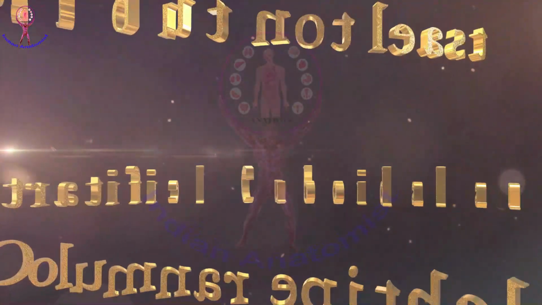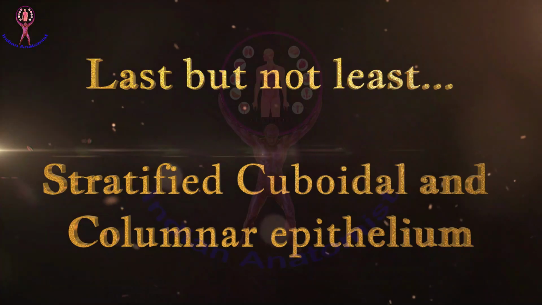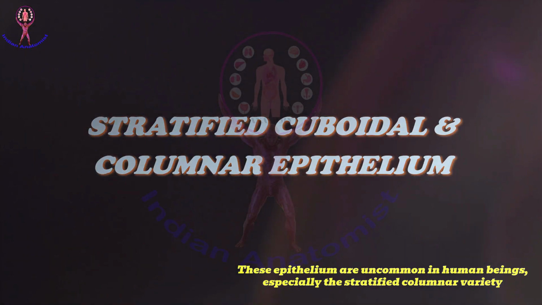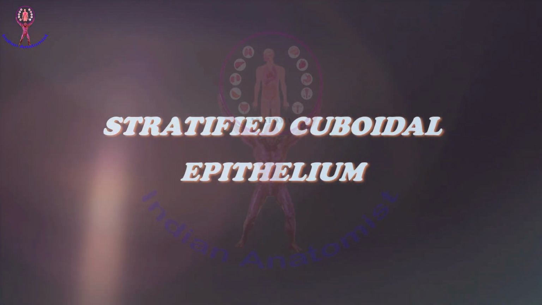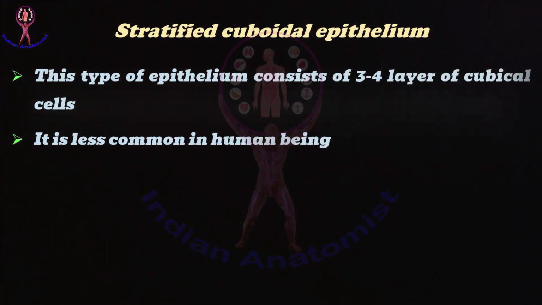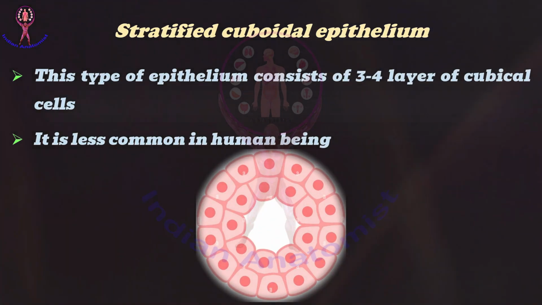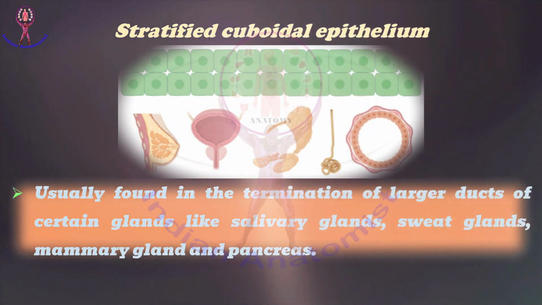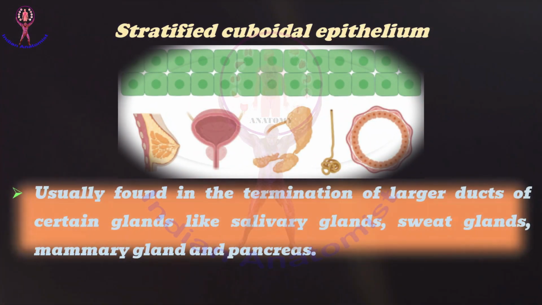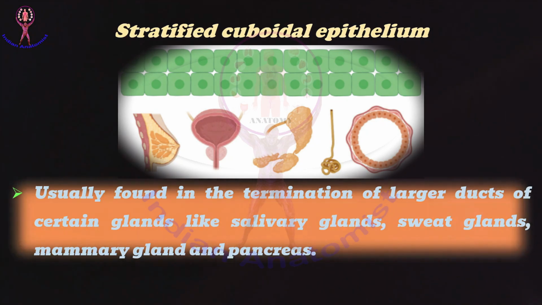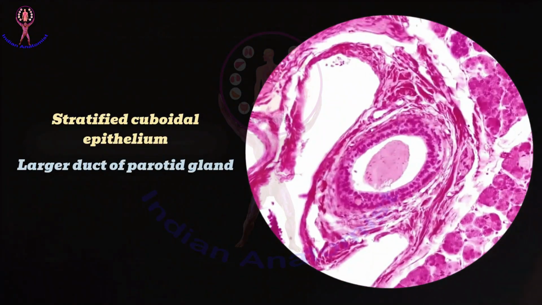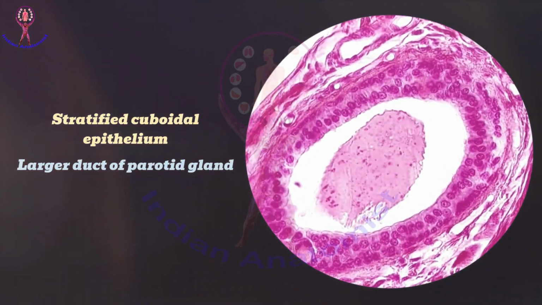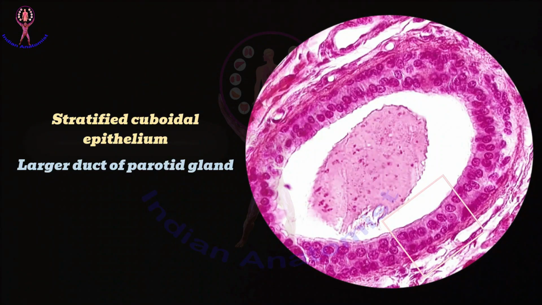Coming to the last portion of epithelium types are stratified cuboidal and stratified columnar epithelium. The stratified cuboidal epithelium consists of 3 to 4 layers of cubical cells. It is less common in human beings. Usually found in the termination of larger ducts of certain glands like salivary glands, sweat glands, mammary gland, and pancreas. This micrograph clip shows one of the larger ducts of the parotid gland. Under higher magnification, this larger duct is lined by stratified cuboidal epithelium.